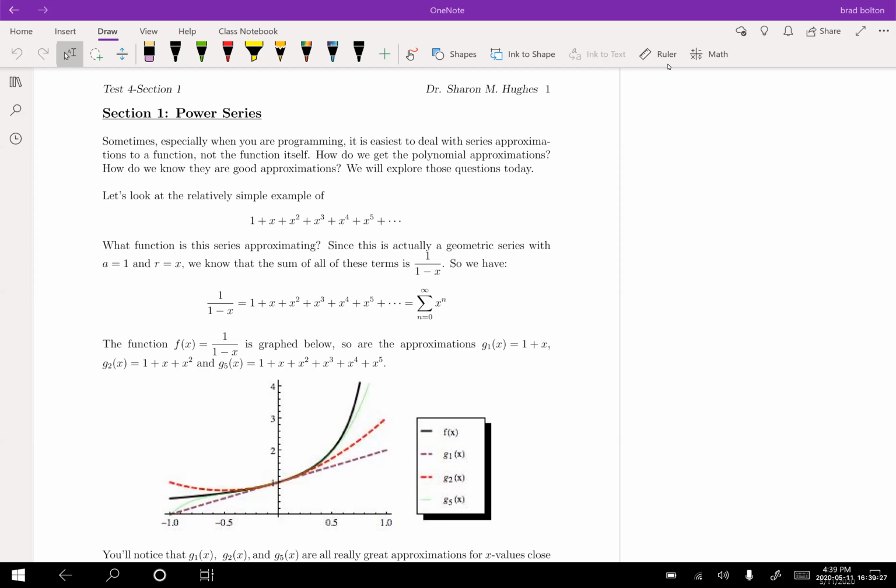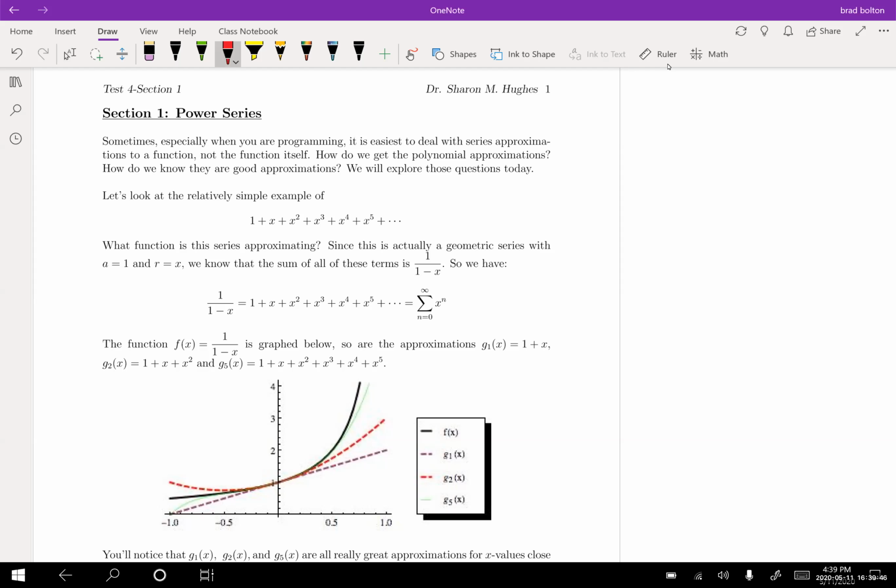It says sometimes, especially when you're programming, it is easiest to deal with series approximations to a function, not just the function itself. And it says, how do we get a polynomial approximation? How do we know that they are good? And this is what we're going to talk about today. So let's look at a relatively simple example.